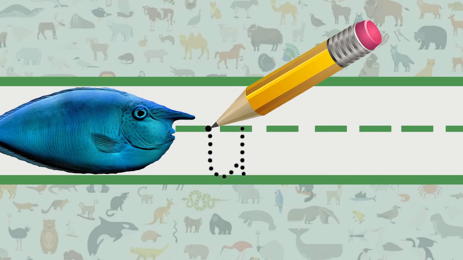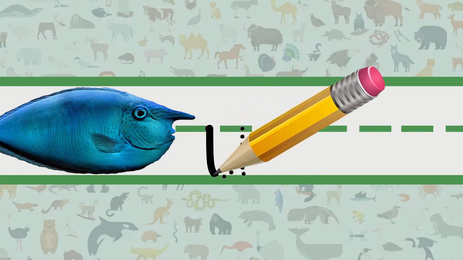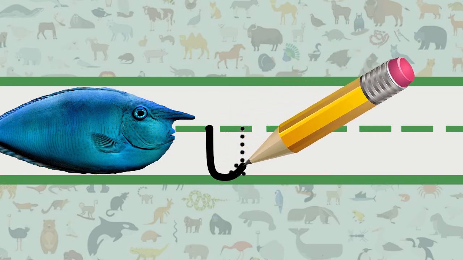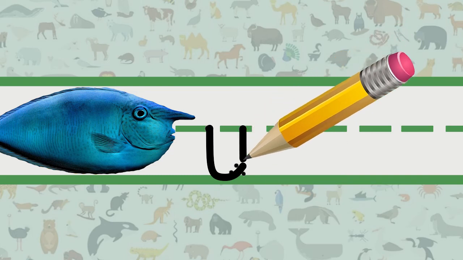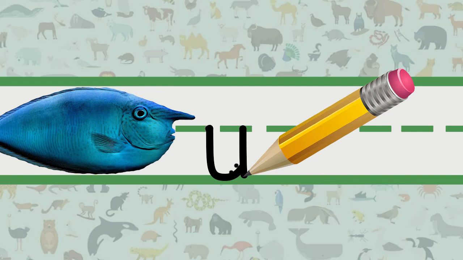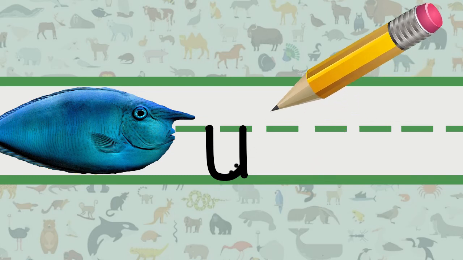Start at the middle and draw a line down to the bottom and curve to the right. Then go back to the middle and draw a straight line down to the bottom. Good job! Let's do that again.